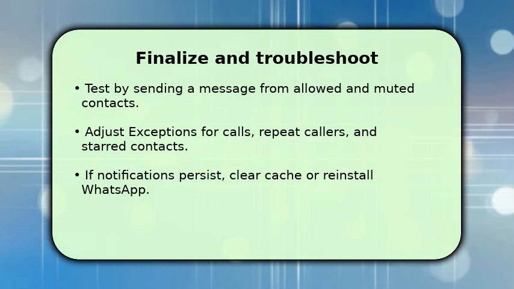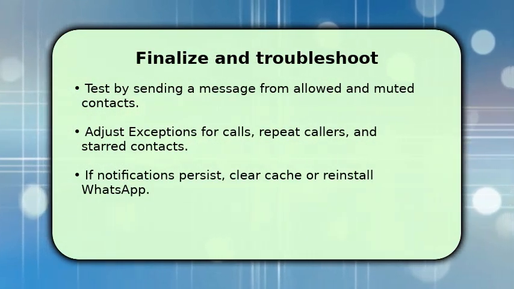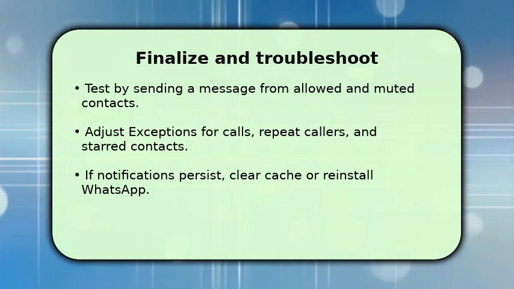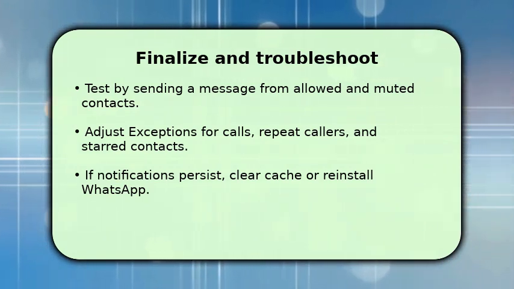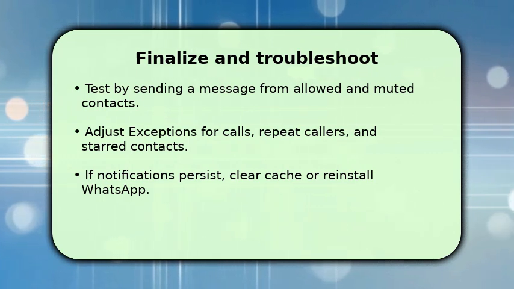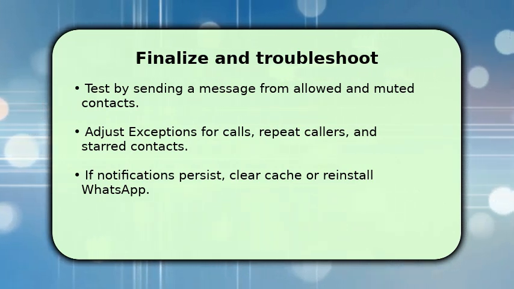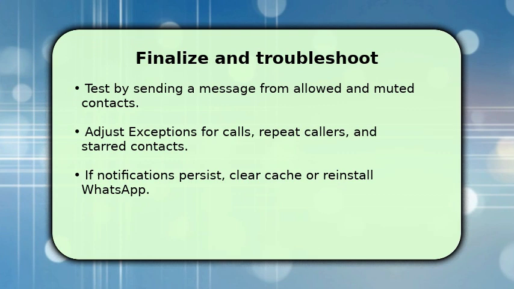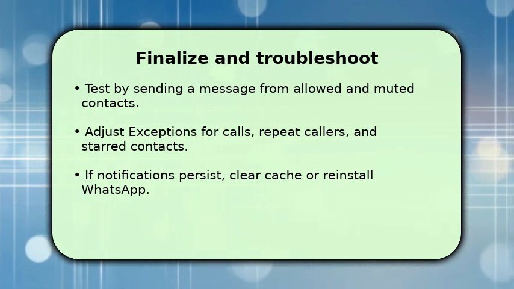Finish by testing. Send messages from a muted chat and from an allowed contact to confirm silence for one and alerts for the other. Make final adjustments to exceptions. Decide whether calls, repeat callers, or starred contacts bypass Do Not Disturb. If notifications still arrive, check notification channel settings, clear the app cache, and restart your phone.